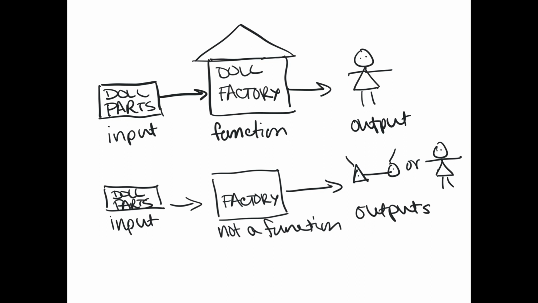But if you take a zip code and try to get one address out, you can't do that because there are hundreds or thousands of addresses that go with one zip code. So that would not be a function. So the zip code cannot be the input to the function to get out an output of an address. But an address can be an input to the function that would give you a zip code.